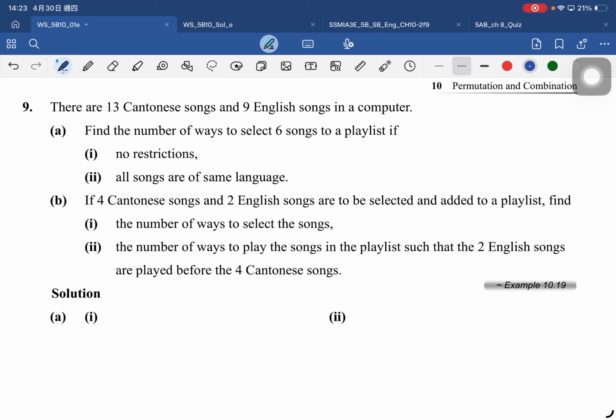There are 13 Cantonese songs and 9 English songs in the computer. Find the number of ways to select songs.